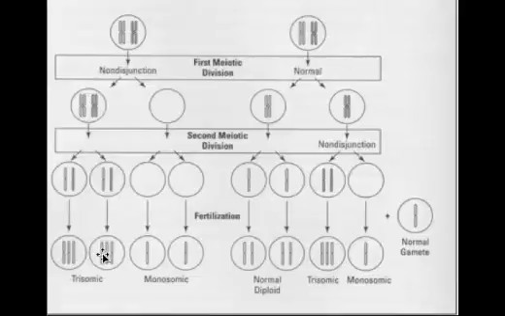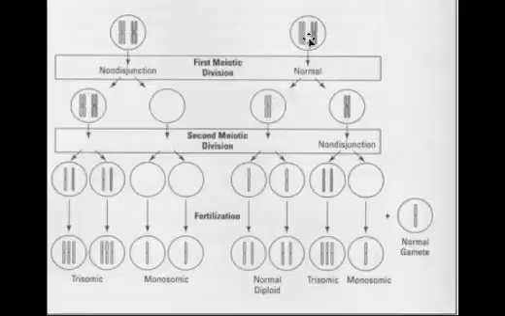For example, trisomy 21. The condition of monosomic, for example, would be Turner syndrome, where there's only one X chromosome present in the particular fertilized egg. So in the situation of non-disjunction at meiosis 1, after fertilization you get either trisomic or monosomic fertilized eggs.